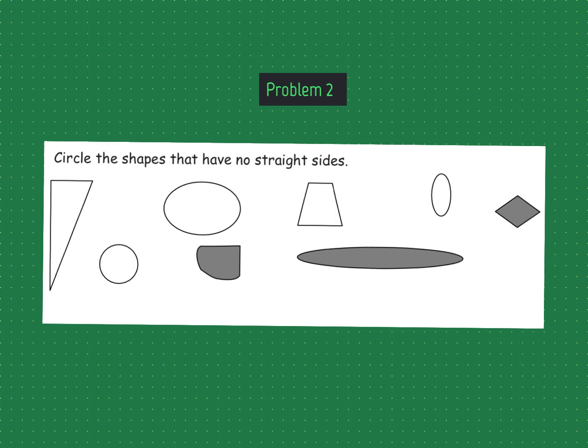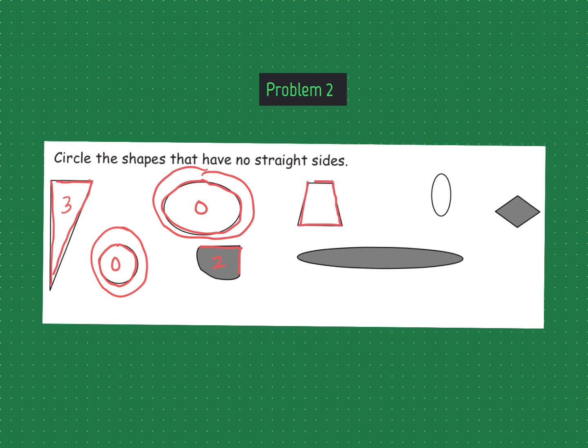Our next problem is to circle the shapes that have no straight sides. So let's go through and do the same thing. This one has 1, 2, 3, that's too many. This one has no straight sides, so we can circle that one. This one has 0 or no straight sides, so we can circle that one. This one has 2 straight sides, so that's too many. This one has 1, 2, 3, 4 straight sides, that's too many.